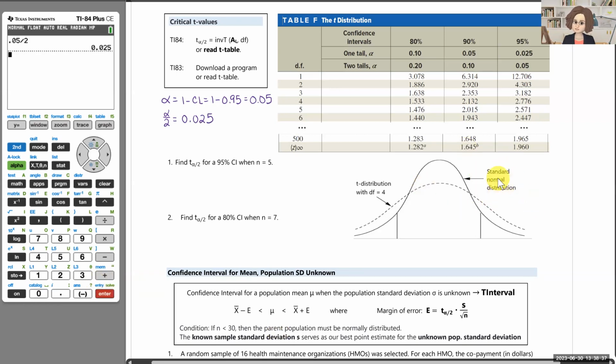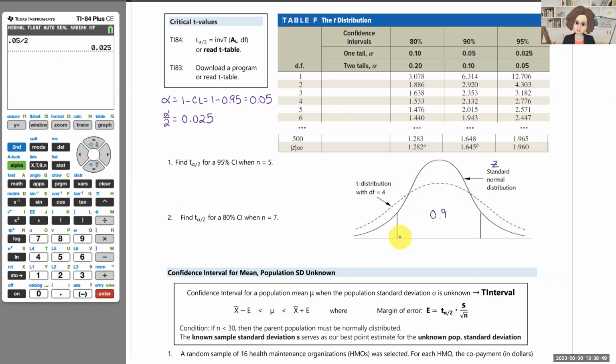So for our standard normal distribution, these will be our z-scores. So that solid graph there, that bell curve, that center area represents our confidence level, so 0.95. And then this area in the right tail is our alpha over 2. So in this case, 0.025. And the z-score that makes all this happen is called z alpha over 2.